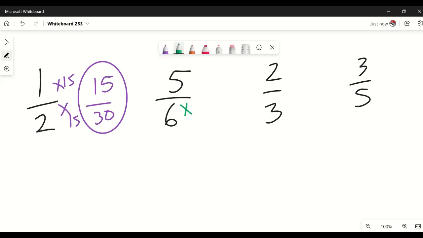6 needs to be multiplied by 5 to become 30, which means that I will be multiplying the numerator by 5. 5 times 5 will make this 25. So this will be 25 out of 30.